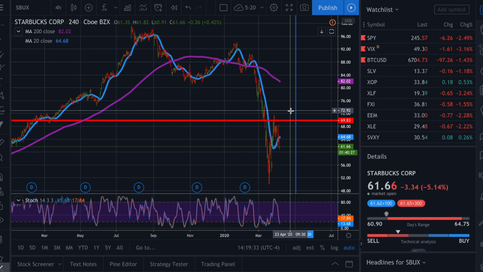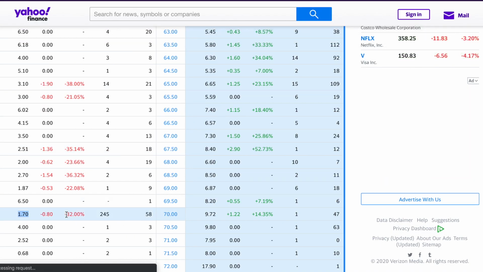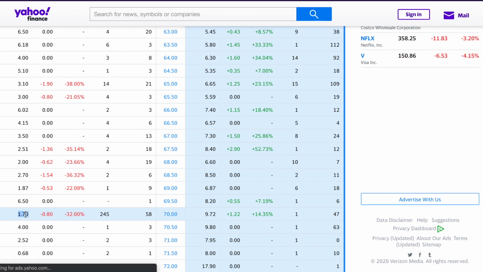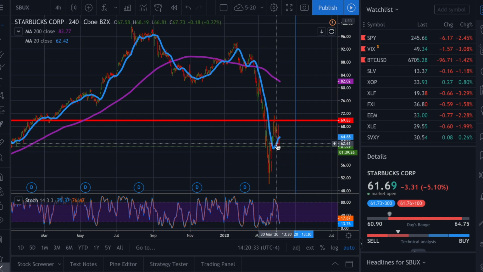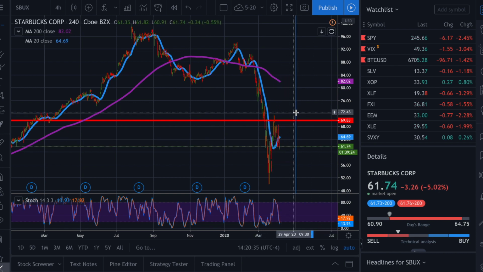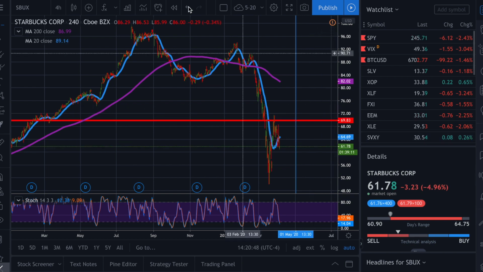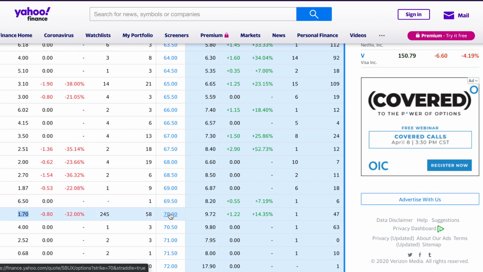That's because the value of this option is not solely tied to the price of the underlying stock. It derives most of its value from being in the money or out of the money. In the money would mean that Starbucks was trading above our 70 strike price. Out of the money is right now, right? So Starbucks is trading at 61.70 now, market's moving, and it's still not above 70. So that means that this options contract here on Yahoo Finance is still out of the money.